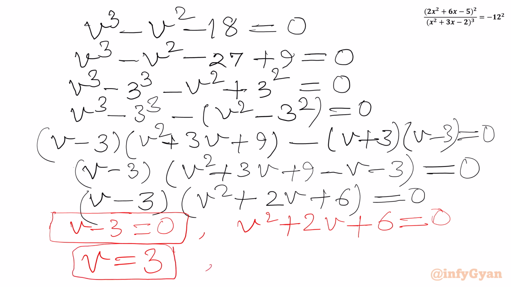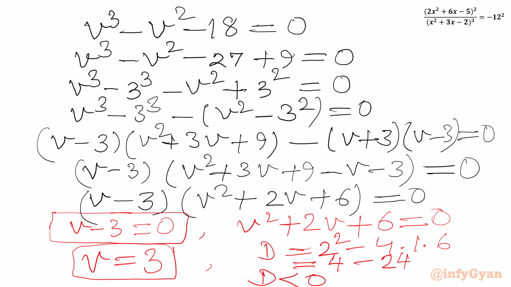From the second equation, I can check the discriminant value. So I will write here D, b square minus 4ac. So 2 square minus 4 times 1 times 6, which will give us 4 minus 24. Discriminant is negative. We will get complex solutions. So this quadratic we can reject as we are looking for real solutions. So the accepted value is v equal to 3.